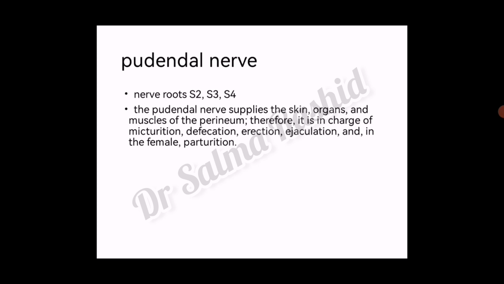Now, the pudendal nerve. The root values are S2, S3 and S4. The pudendal nerve supplies skin, organs and muscles of the perineum. Therefore, it is in charge of micturition, defecation, erection, ejaculation and, in the female, parturition. As this nerve is important, I will briefly discuss it here.